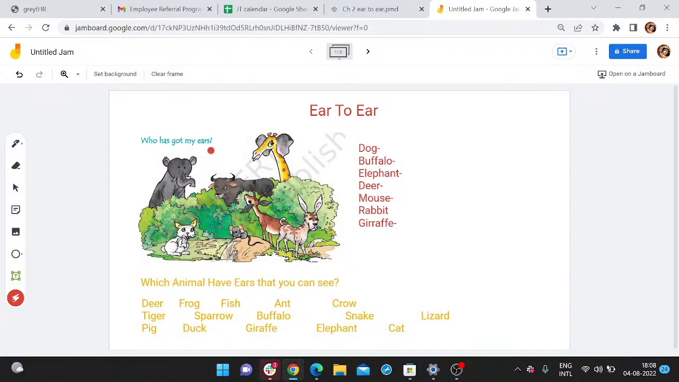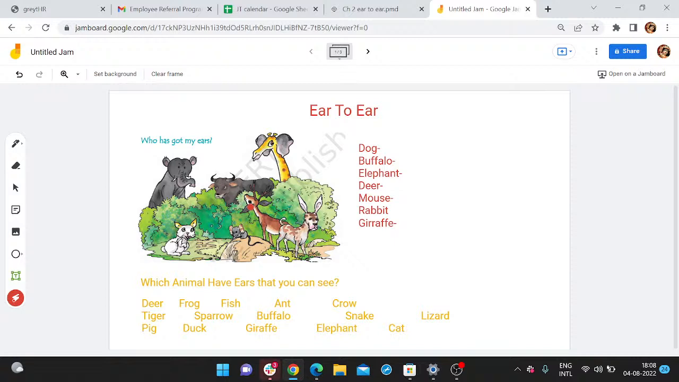Who has got my ears? If you notice, if you look at every animal carefully, everyone has different ears, don't you think? Does the ear match the animal? No, if you can see the ears, the texture of the ears, the way they look is totally different from the animal itself. So who is going to tell me who has got my ears?